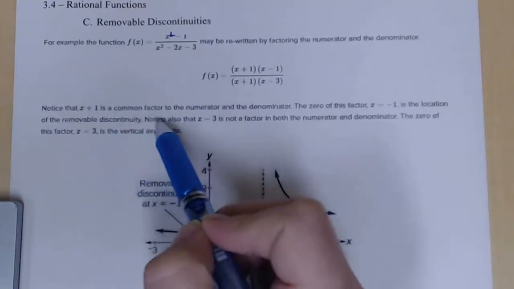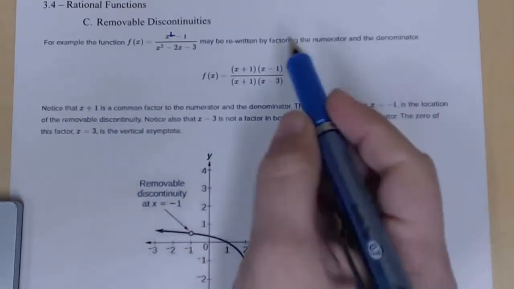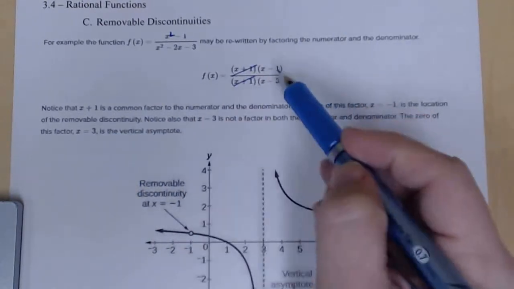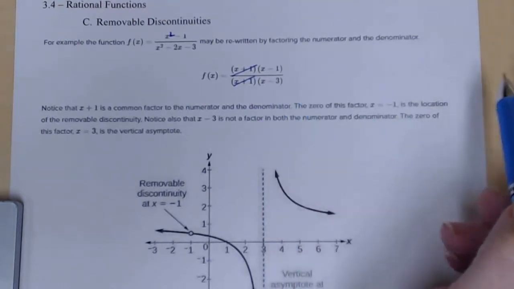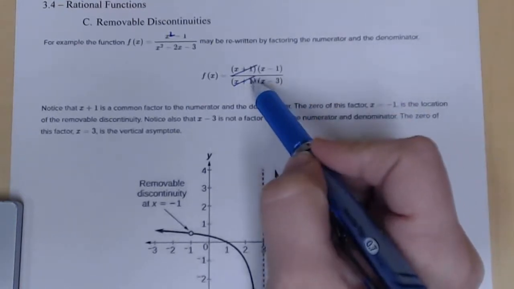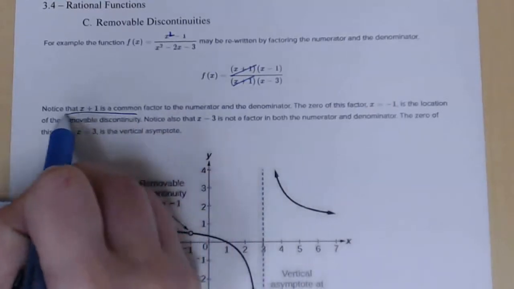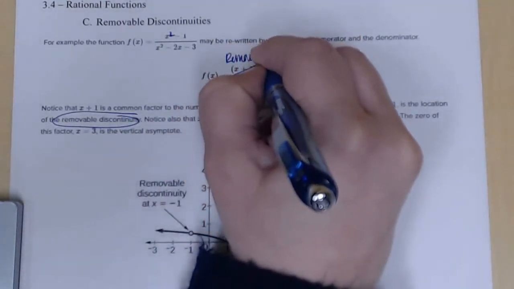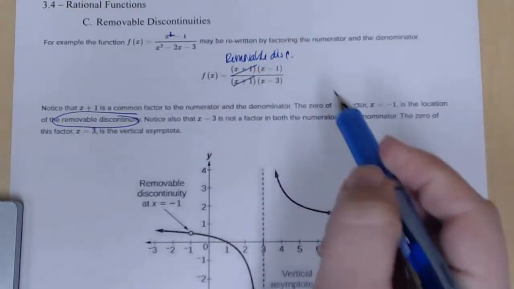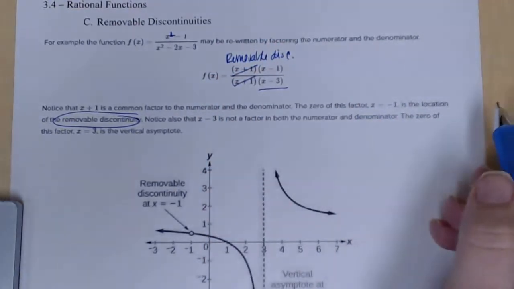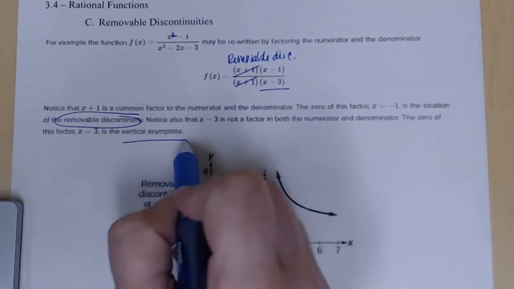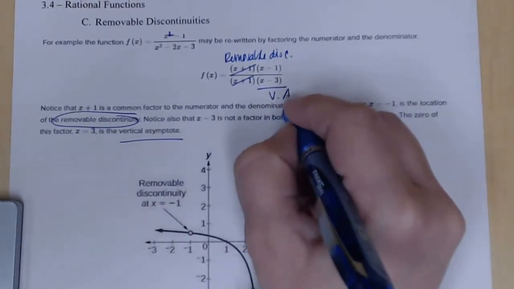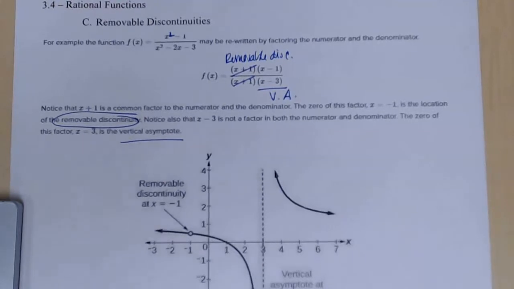Notice that x plus 1 is a common factor to the numerator and denominator, so I can actually cancel those out since I have it broken down in factors. And because I can cancel it and remove it, this is a removable discontinuity. Now the pieces that remain, whatever you have left in the bottom that you could not cancel out, are your vertical asymptotes. So I'm just going to abbreviate that.